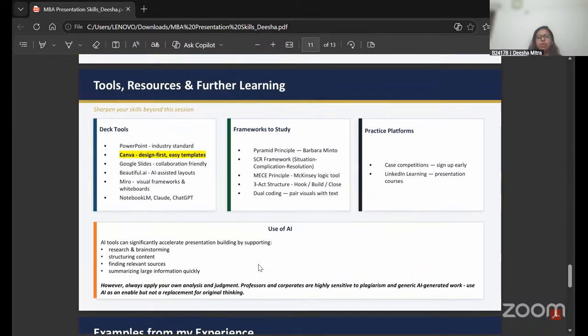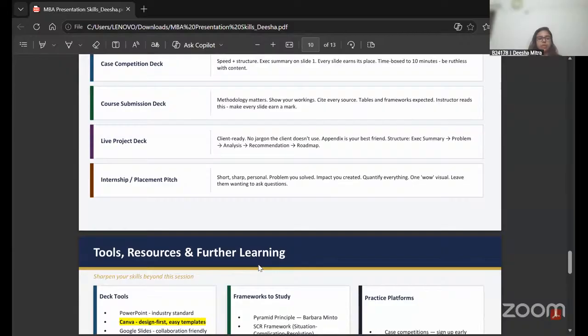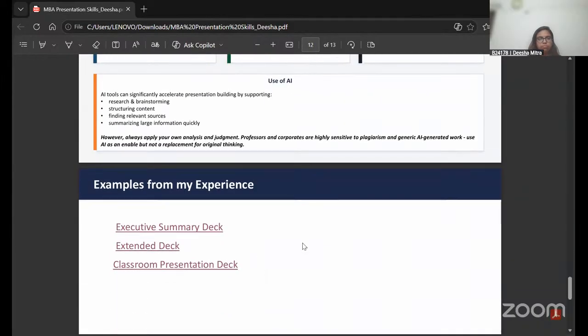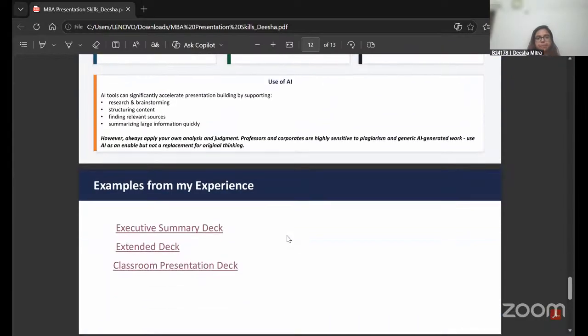So yeah, these are more or less some of the things that I wanted to discuss. Now we can maybe move to some example decks that I wanted to show you guys, and maybe tell you how one is different from the other.